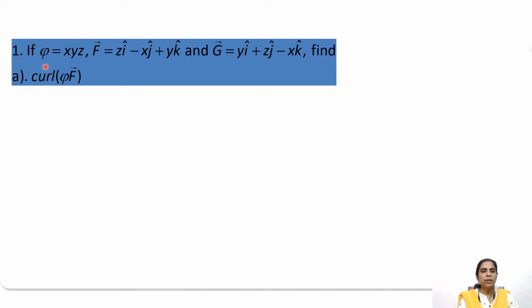In this example we have been given phi and f along with vector g. So phi is a scalar field, f and g are vector fields. We have to find curl of phi f. So phi is known, f is known. First let us find phi f, then apply curl to it.